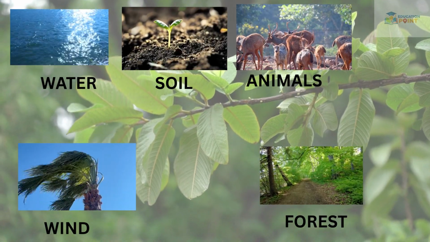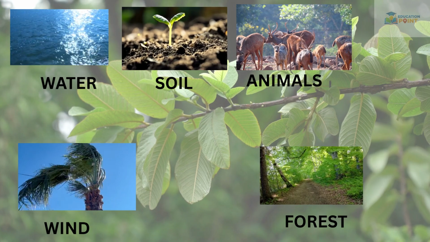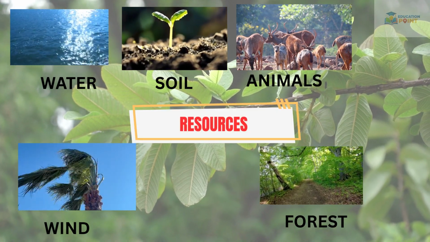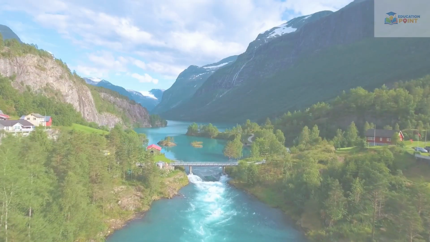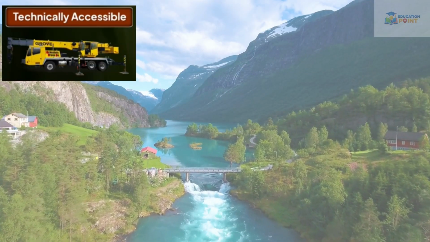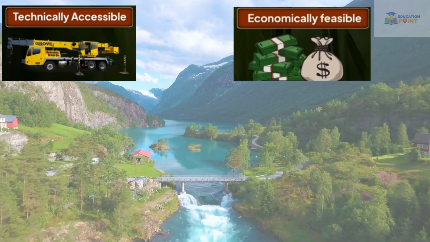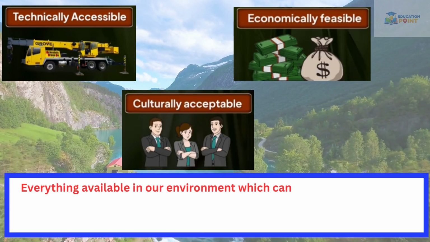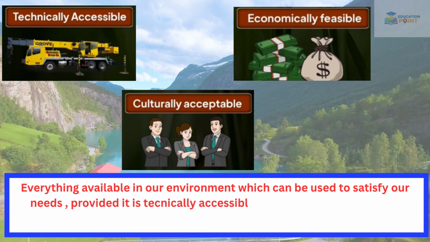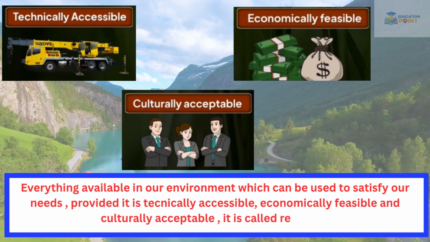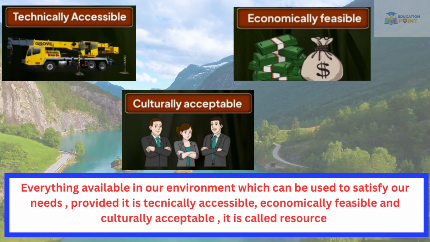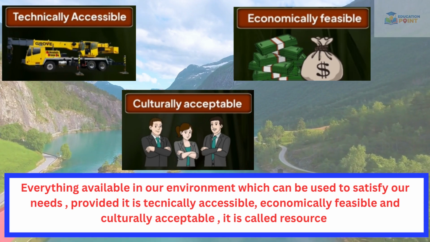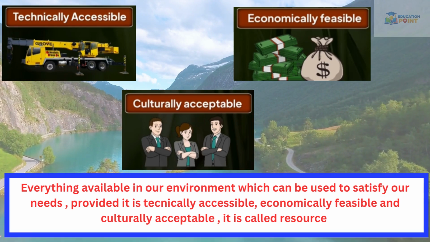Environment has provided us different things like water, soil, forest, wind, animals. These all are resources, provided that they should be technically accessible, economically feasible, and culturally acceptable. So we can say that everything available in our environment which can be used to satisfy our needs, provided it is technically accessible, economically feasible and culturally acceptable, is called a resource.